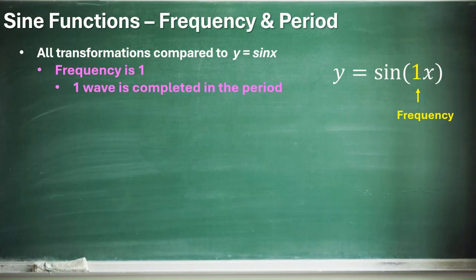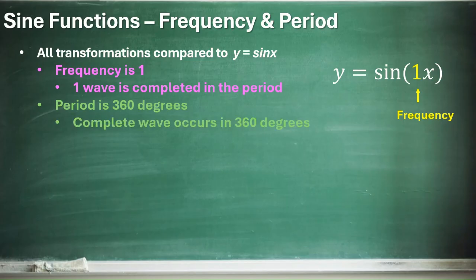And what that means is one wave is completed in the sine wave's period. In this case, it's 360 degrees. Now, the period we just talked about is 360 degrees, and that basically tells us how many waves occur in 360 degrees. So these two are really tightly intertwined, and knowing the difference is really important. And here is why. Here's the subtle difference.